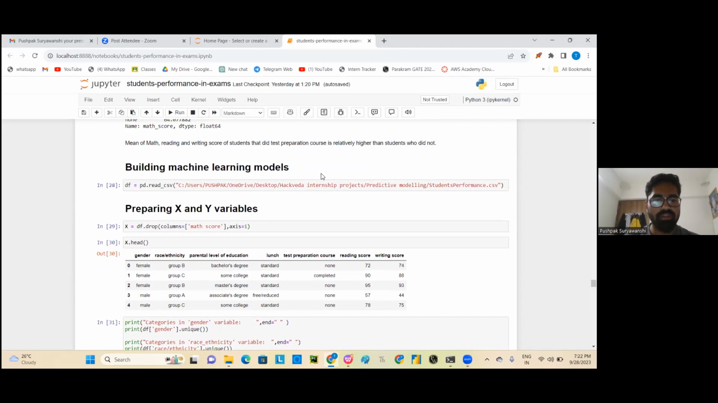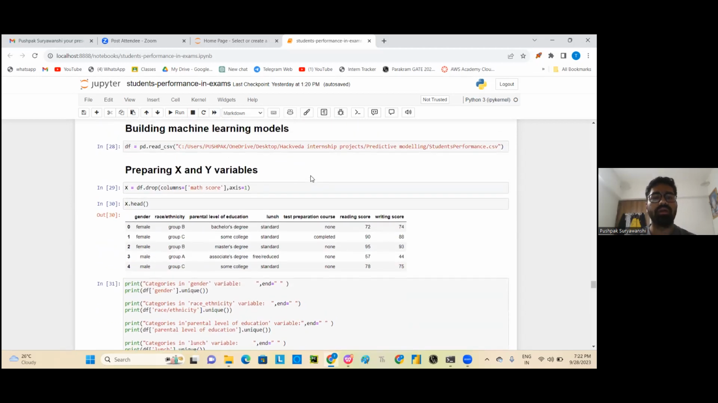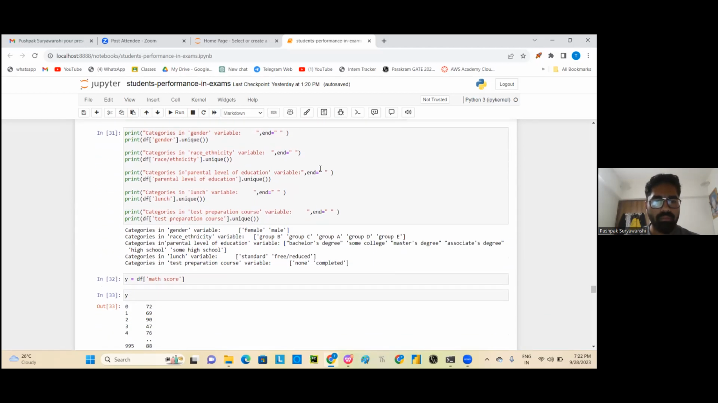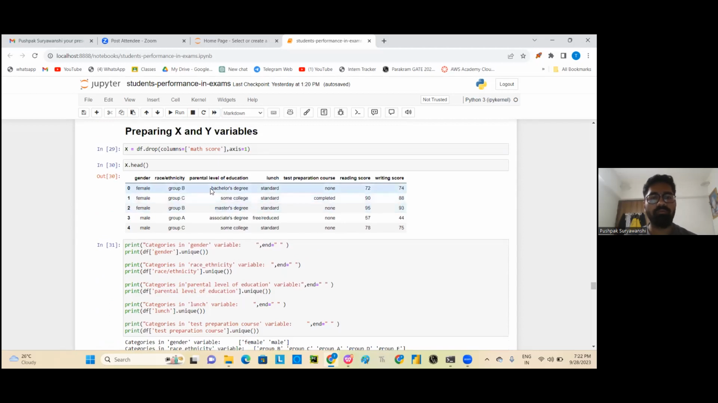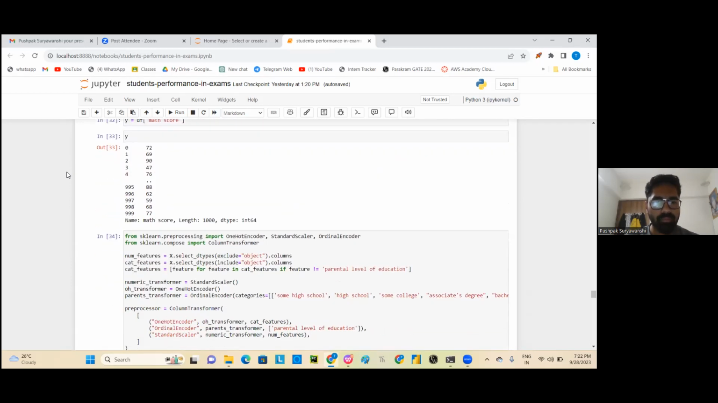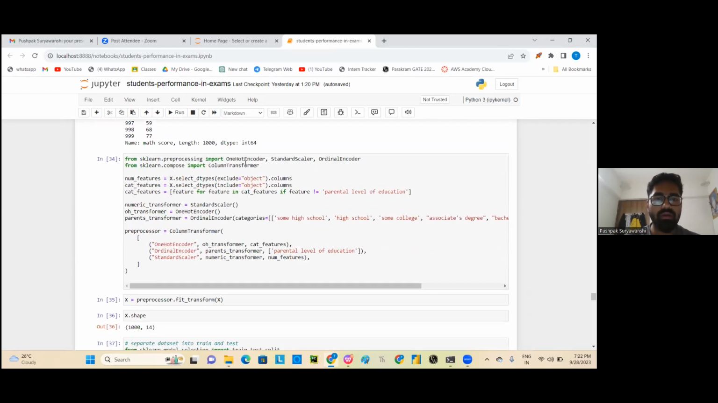So the next step is building machine learning algorithms. First we divide the data set into X and Y variables. Here are the categories. While building the machine learning algorithms, the most important step is to convert these categories into binary values, zeros and ones, as the algorithm only understands binary values and not categorical ones, such as bachelor degree, some college, master degree, standard, free, reduced. The algorithm doesn't understand that. So we have to convert all these values into zeros and ones by using the one-hot encoder. We have used a one-hot encoder and standard scaler here.